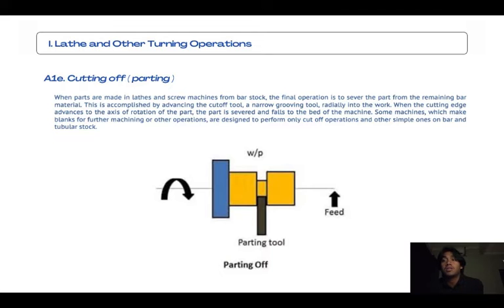Some machines which make blanks for further machining or other operations are designed to perform only the cut-off operation, and other simple ones, on bar and tubular stock.